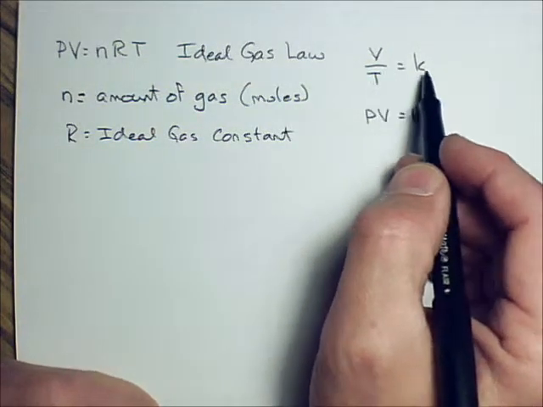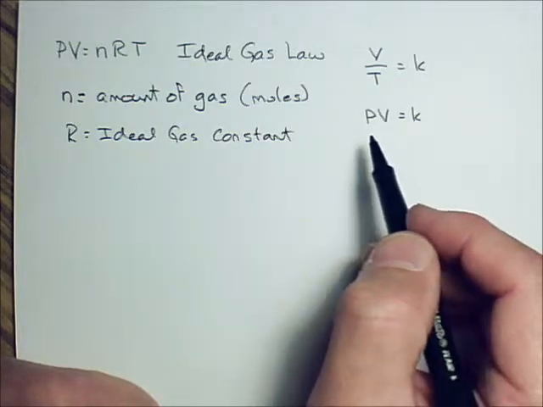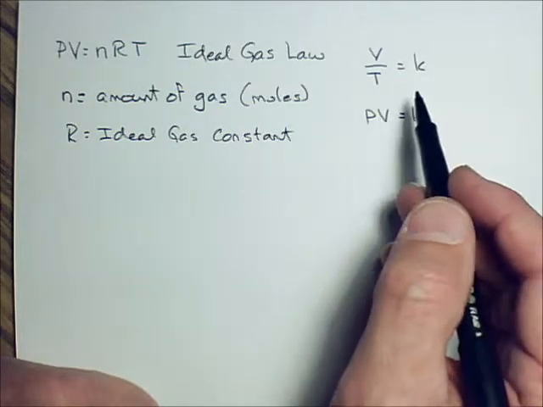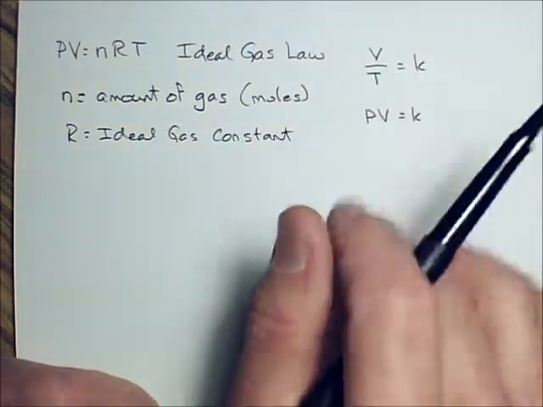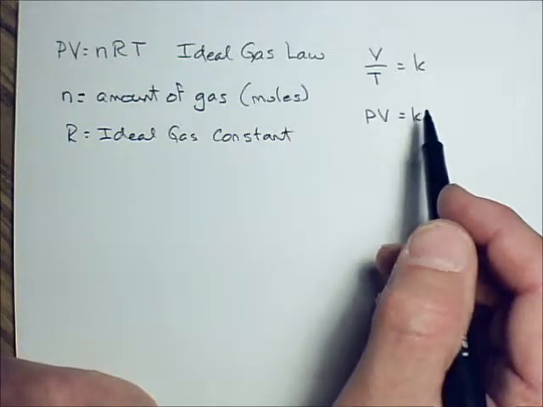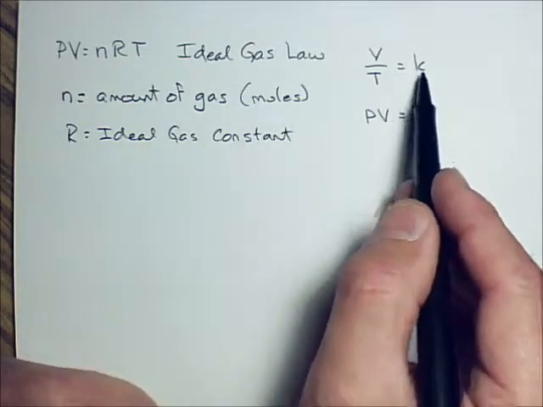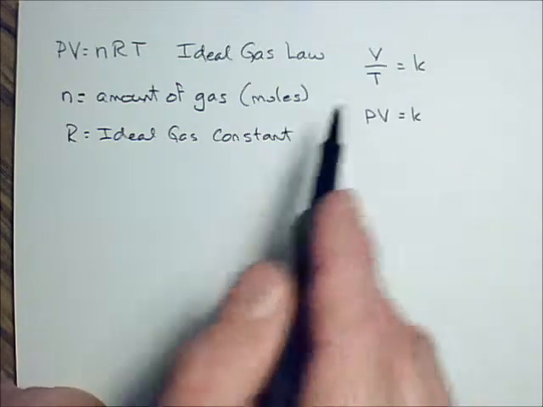Yeah, volume over temperature equals K. That's Charles' law. P times V equals K. That's Boyle's law. We rewrite it so that it's easier to solve problems, but that's the basic beginning of it. Which one is right? They're all right. Okay. Well, these K's here, these lowercase letter K's, are constants.